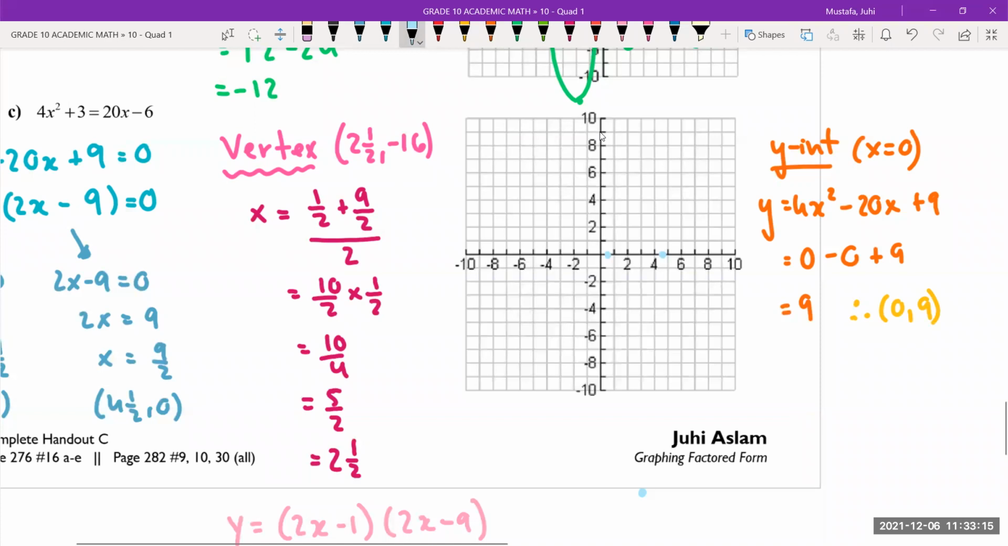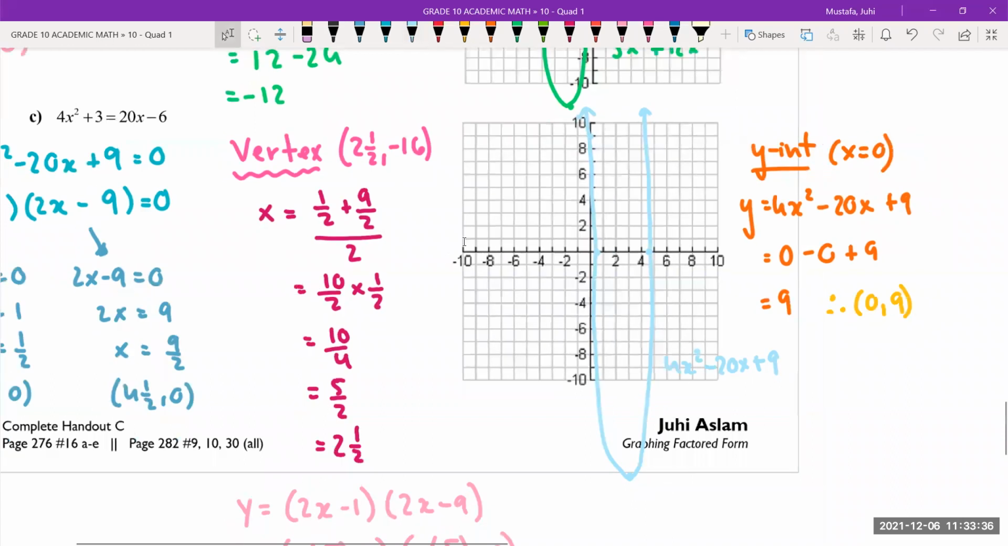So I'm going to come back here and make that point there. I'm going to put all of this together. Very, very, very elongated graph. Arrows, arrows, and then I'm just going to label this 4x squared minus 20x plus 9. And that's our lesson.